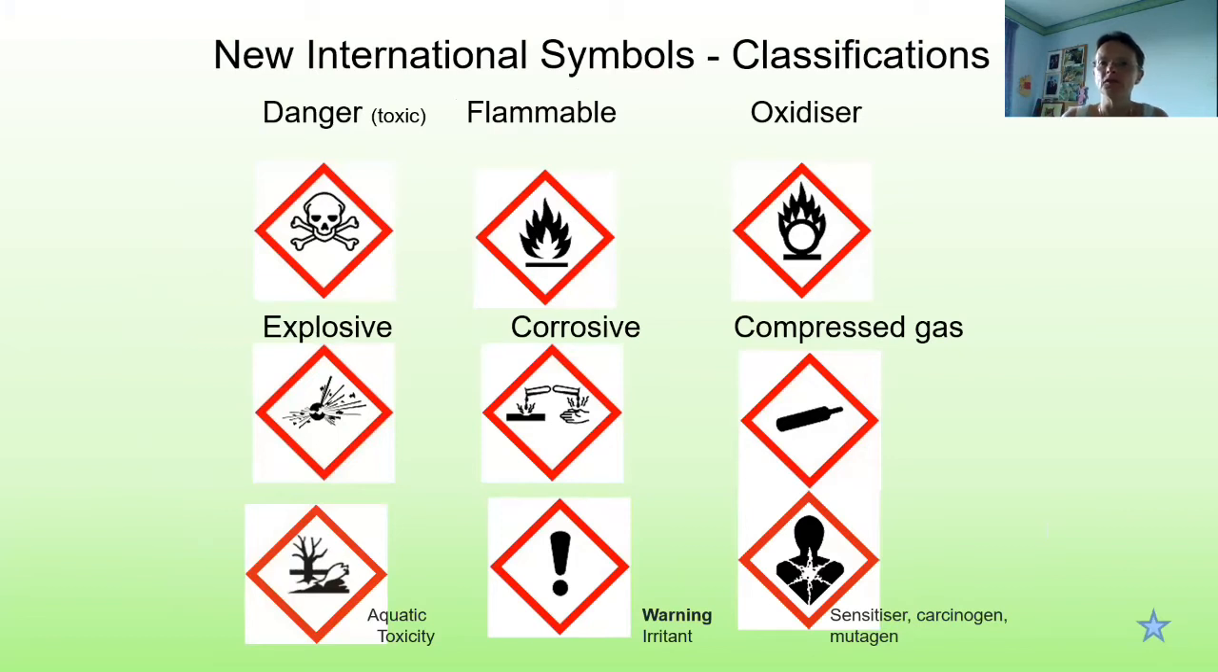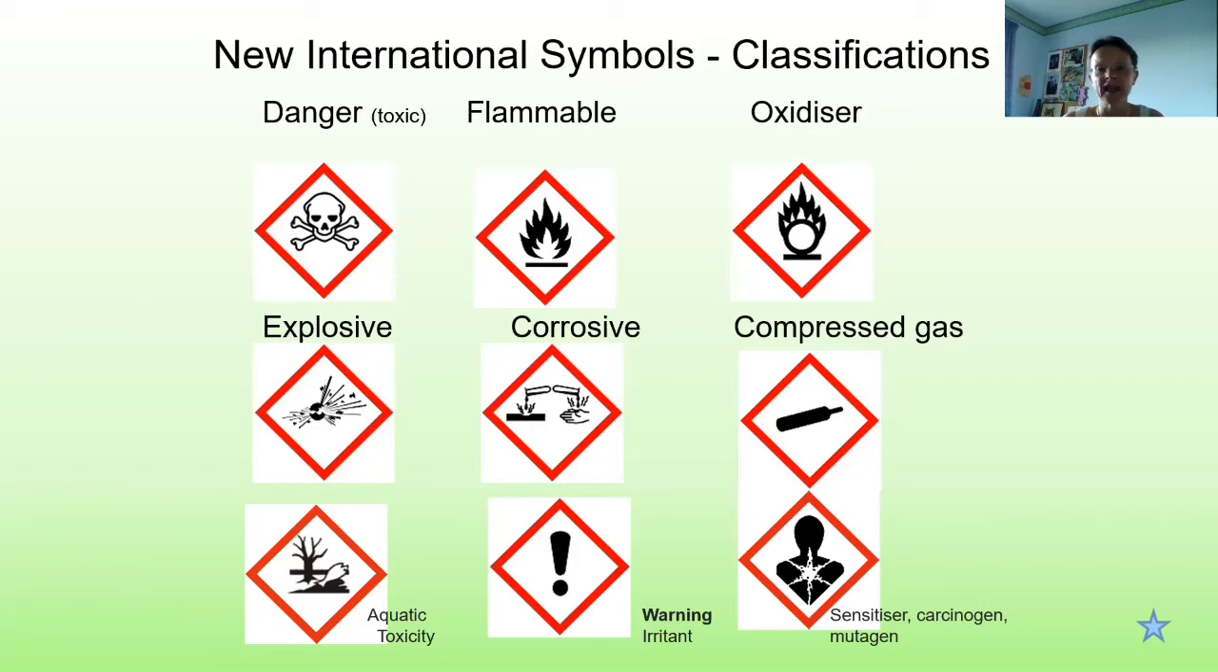As well as the form of substance, we've then got the classification of different substances. So we haven't got the old-fashioned triangles anymore. We've now got the diamond shapes here. So you've got the skull and crossbones, which means danger. But this symbol is an indication symbol, and it can be used for a variety of different hazardous substances. You've got flammable. You've got oxidizing, which is the flame with the O in it. You've got explosive, corrosive, which means burns on contact.